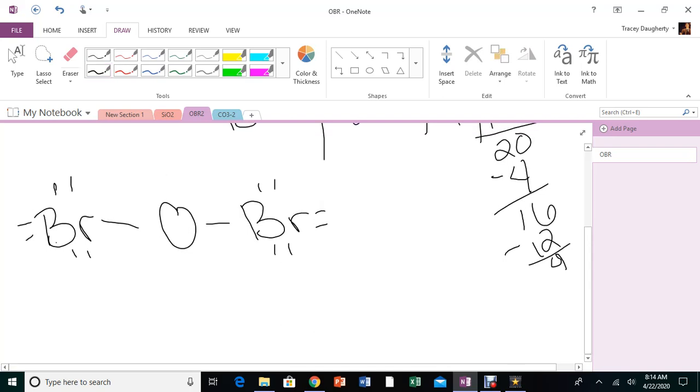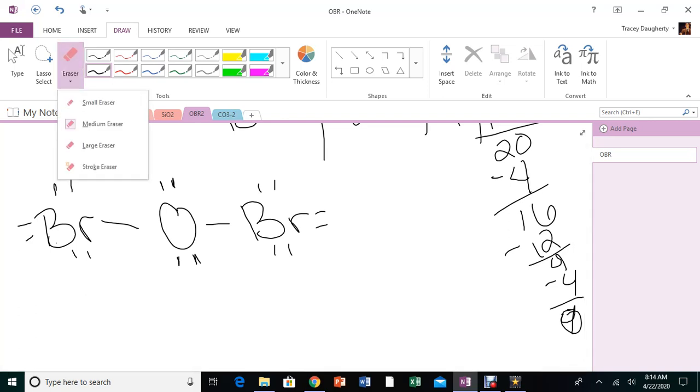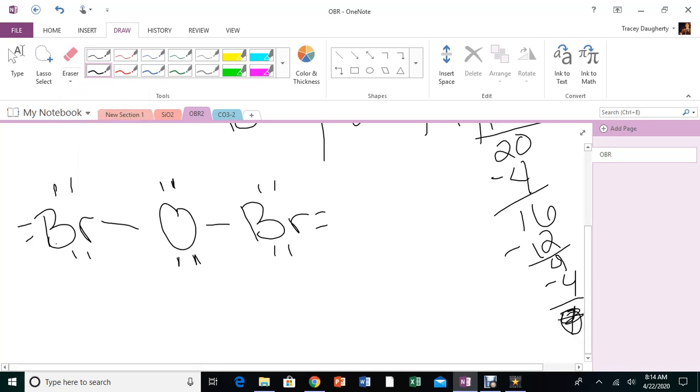So we have 1, 2, 3, and 4 valence electrons around the oxygen. And we use up all 4. And we hit 0.